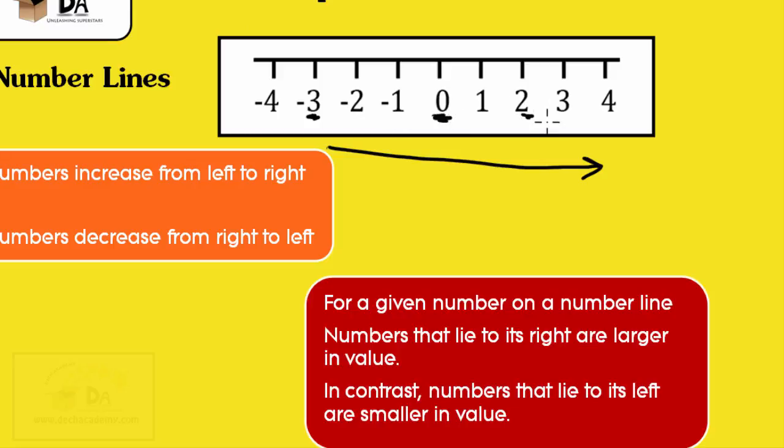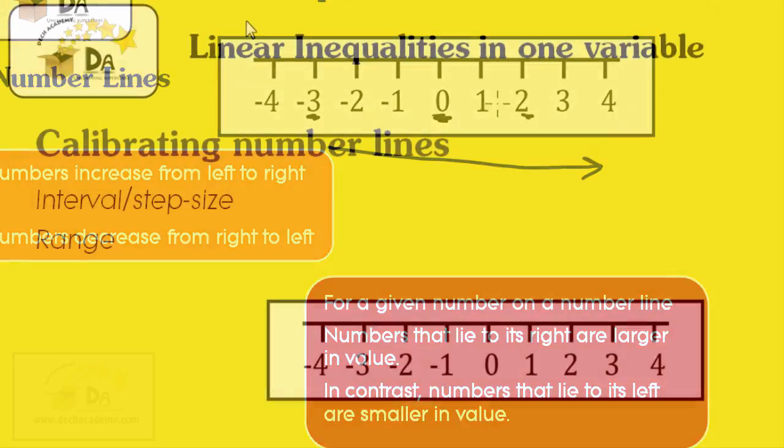So for instance, you know that 3 is greater than 2. Well, 3 lies to the right of 2 on the number line, so you can easily tell. Also, 1 is less than 2 because 1 lies to the left of 2 on the number line.